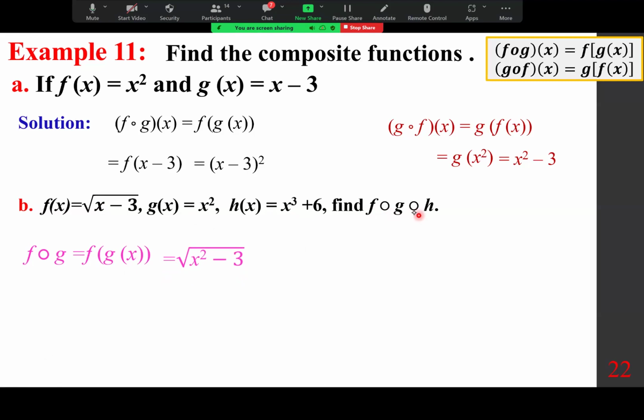F of g of h. So into this function, f of g, goes h. Replace the x with whatever this expression is. So it becomes the square root of parentheses x cubed plus 6 squared minus 3. So this will replace the x just by definition of a composite function, everybody.